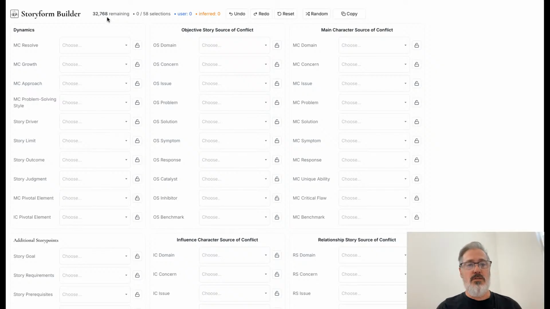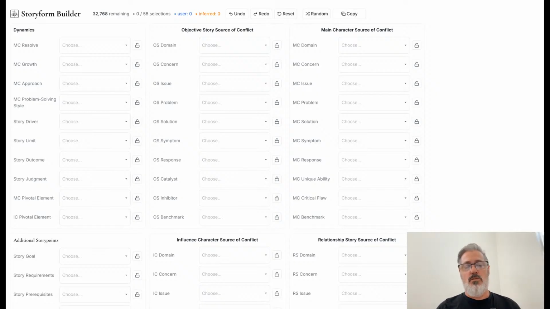So you'll see up here in the Storyform Builder, there's 32,768 possible story forms. Because we have 8 dynamics here on the left, and actually, I think if you just chose the pivotal elements here, it would lock everything into place. Once you have these all set, they all multiply, 16 times 4 times, and it adds up to 32,000. And if you know anything about computers, you're like, well, that's just 32K. And that's exactly right. And you'll see here, there's 58 choices on the current screen.